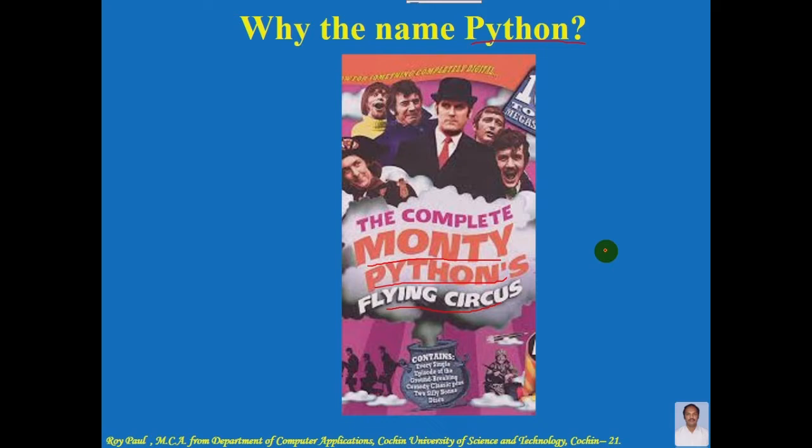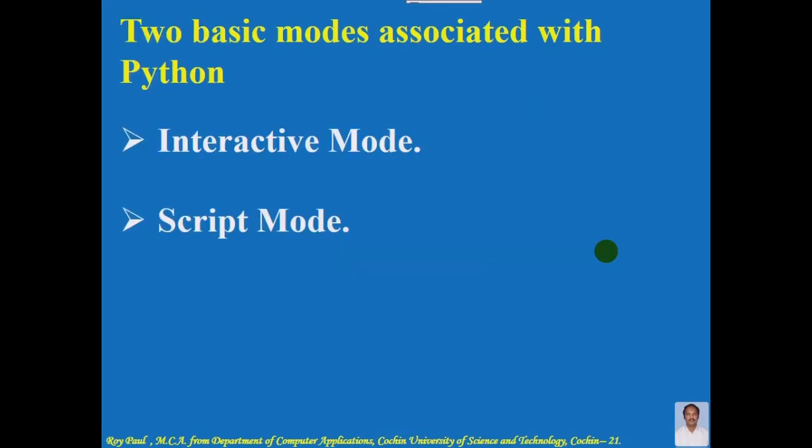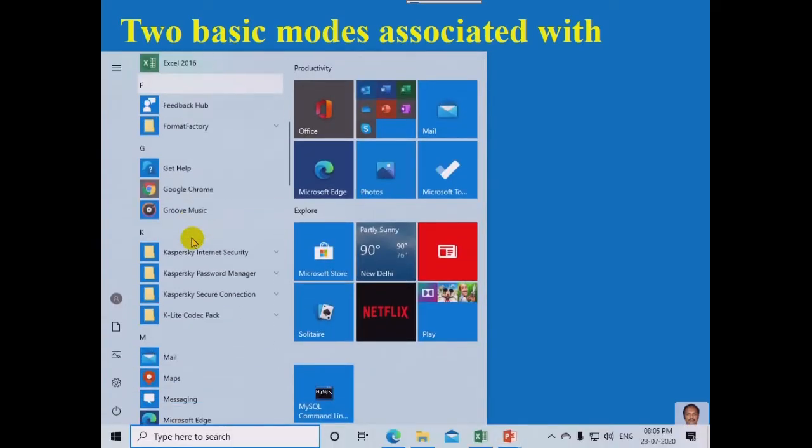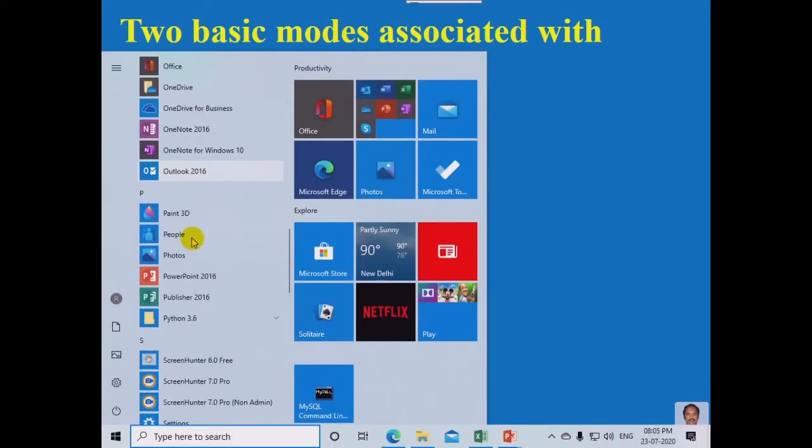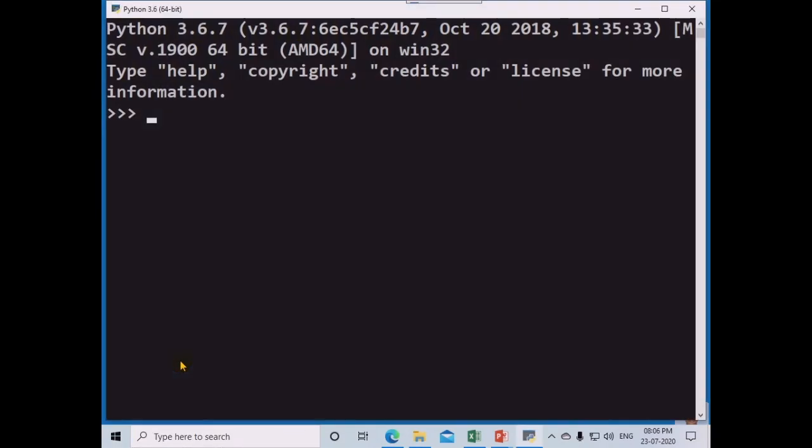call the language Python. In order to execute the Python commands, two basic modes are there. One is the interactive mode and the other one is the script mode. Let me explain these two with the help of an example. First, let me open Python. Now, this is the interactive mode, this is the script mode. Let me begin with the interactive mode.